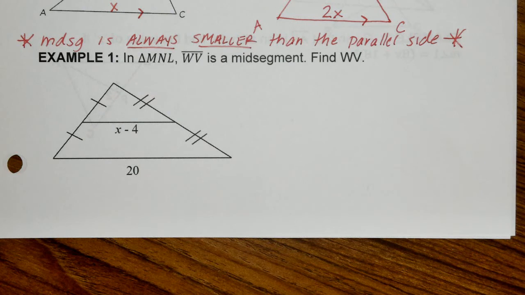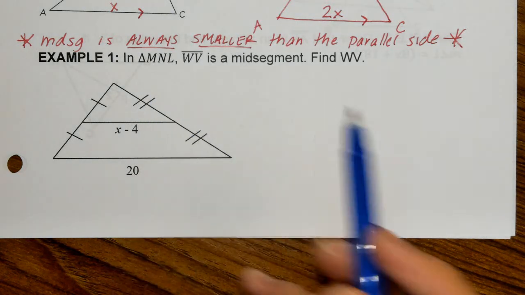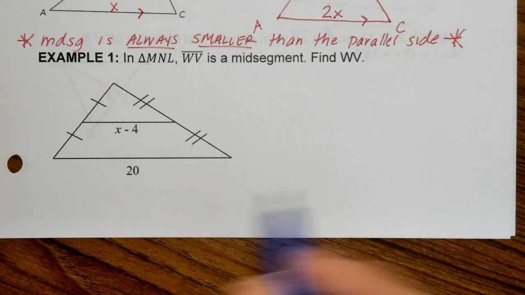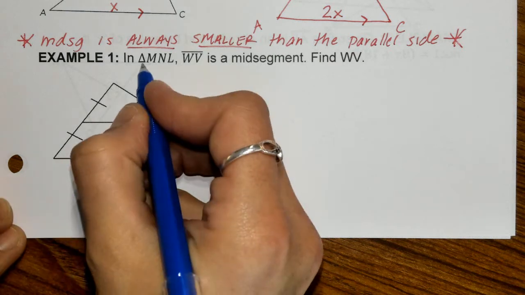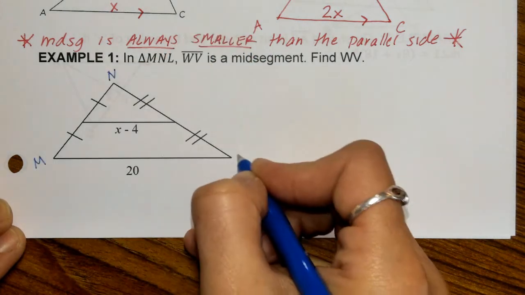So the first problem we have is: in triangle MNL, WV is the midsegment. Well, we got a problem. We don't even have any letters. So here we're going to go ahead and label. We know that the triangle's vertices are M, N, and L. So here we're going to do M, here's N, and here's L.